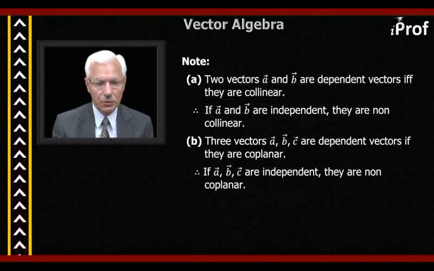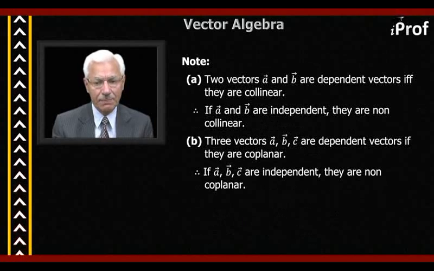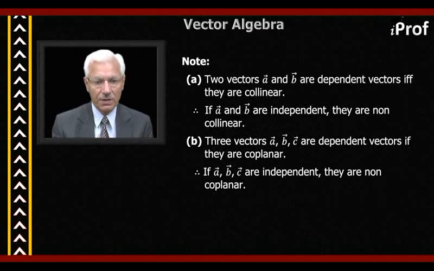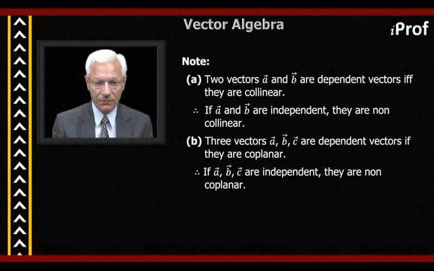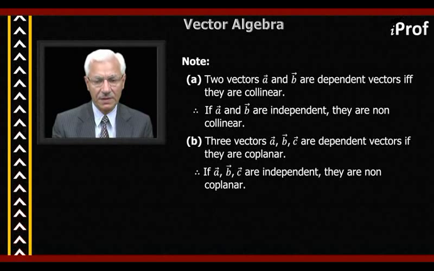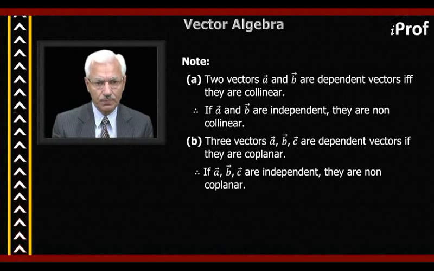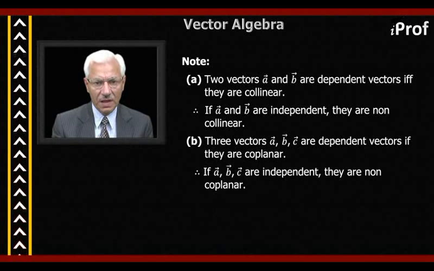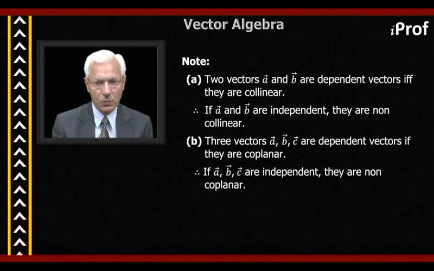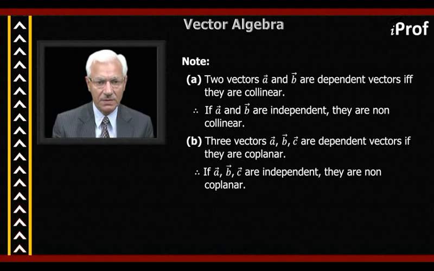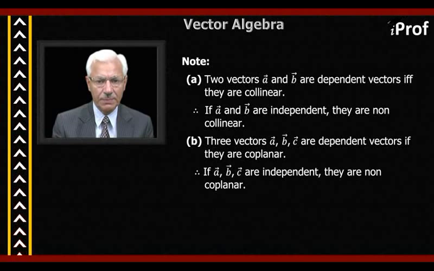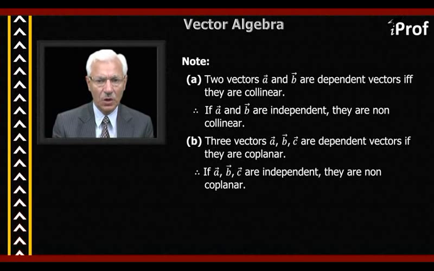Note that two vectors A and B are dependent vectors if and only if they are collinear, and if A and B are independent, they are non-collinear. Note 2: three vectors A, B, C are dependent vectors if and only if they are coplanar, and if A, B, C are independent, then they are non-coplanar.